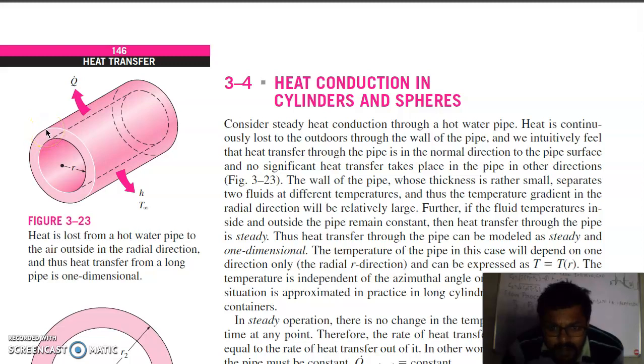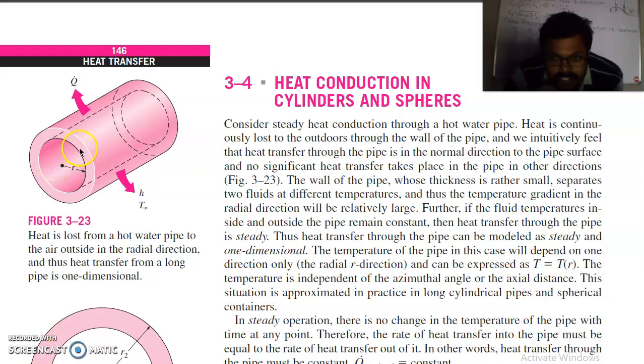Further, if the fluid temperatures outside and inside the pipe remain constant, then heat transfer through the pipe is steady. Thus, heat transfer through the pipe can be modeled as steady and one-dimensional. So, temperature in this case will depend on one direction only, that is the radial direction, meaning temperature is a function of r. The temperature is independent of the azimuthal angle or the axial distance. This situation is approximated in practice in long cylindrical pipes and spherical containers.